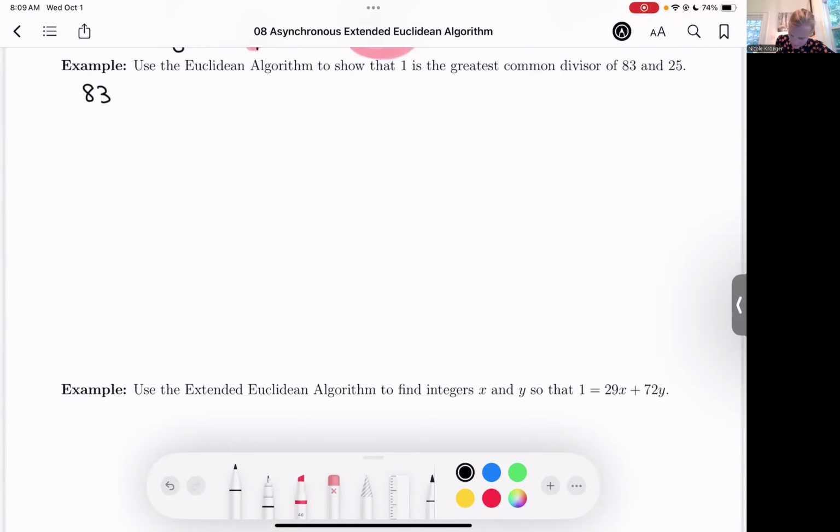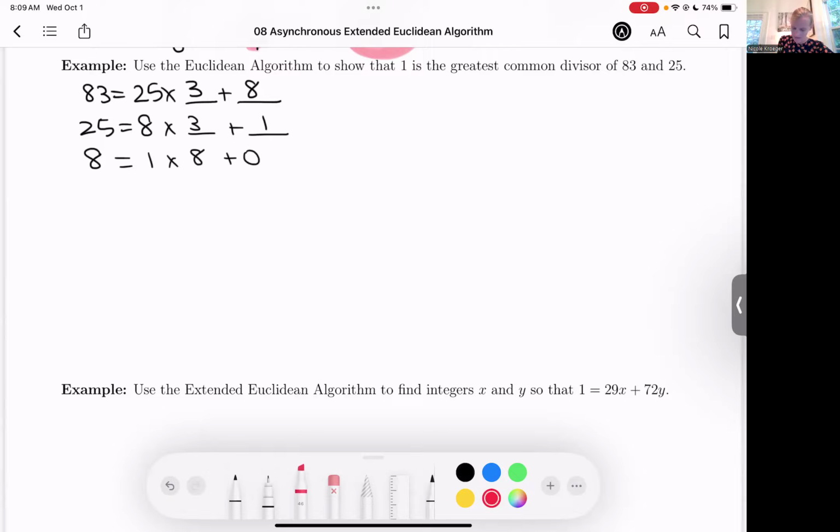So I'm going to write 83 is 25 times something plus something. You should try this on your own. Don't watch me do it. So it turns out to be 3 and 8. And then I'm going to write 25 is 8 times something plus something. So it's going to be 8 times 3 plus 1. And then I'm going to say 8 is 1 times something plus something. So this is 1 times 8 plus 0. This tells me that my GCD is indeed 1, so that's the biggest number that divides both 83 and 25.